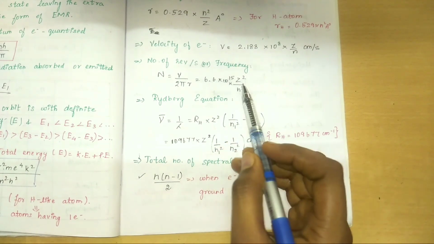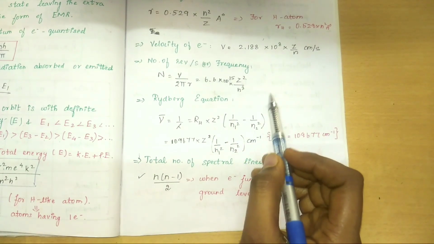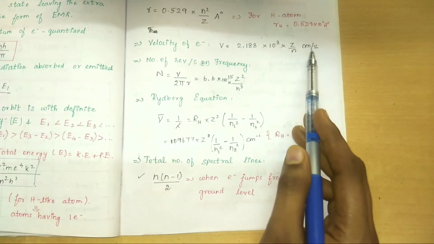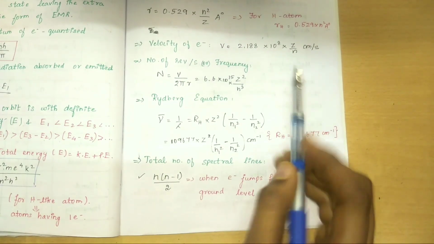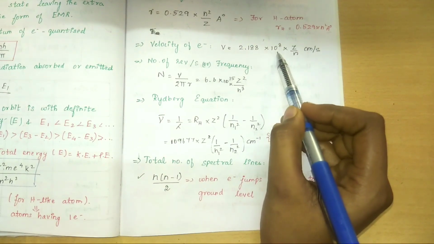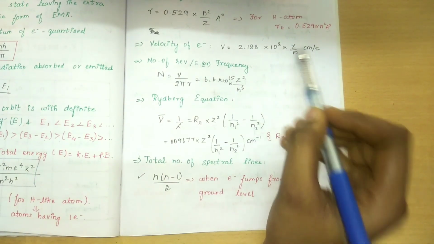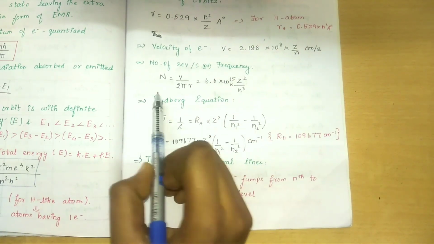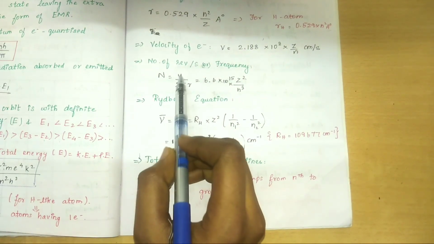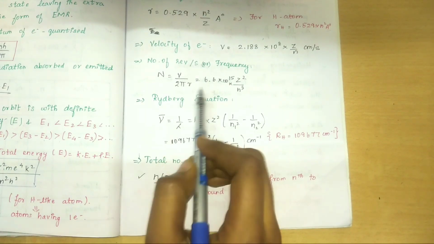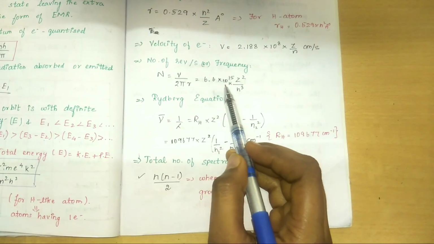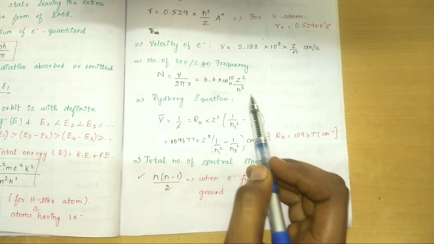Then velocity of electron. Velocity is equal to 2.188 into 10 power 8 into z by n centimeters per second. Here it is given in centimeters. If you apply for meters, 10 power 6 will come instead of 10 power 8. The number of revolutions per second, or frequency, this is the formula. Number of revolutions equals the velocity divided by circumference. What is circumference? The formula is 2 pi r. And its value is 6.6 into 10 power 15 into z square divided by n cube.